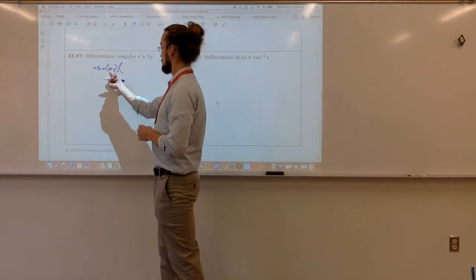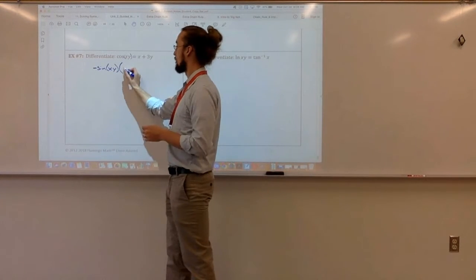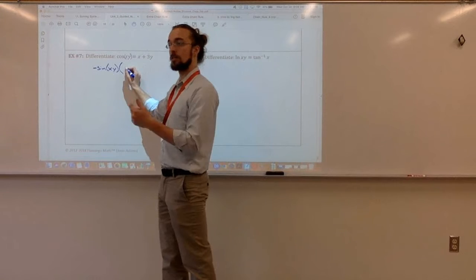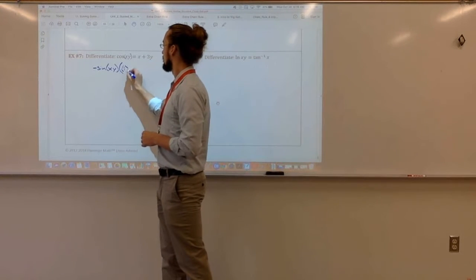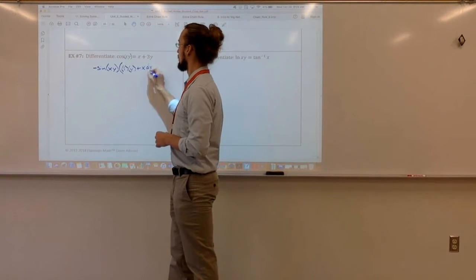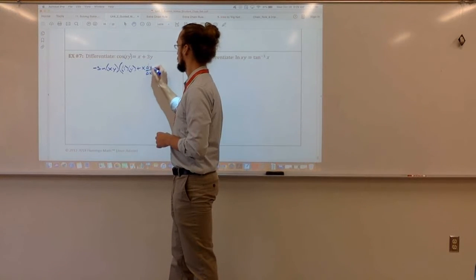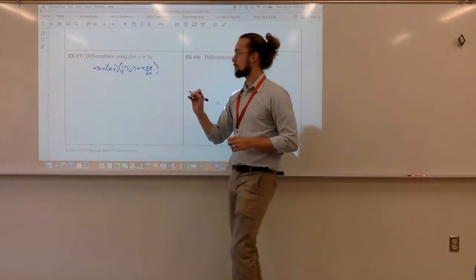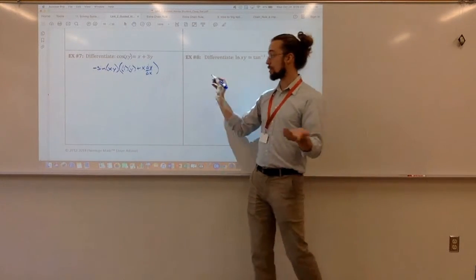So now we're just taking the derivative of xy. So now that'll just be 1 times y, plus x times dy/dx, right? The other side. So now we have to do the other side as well.